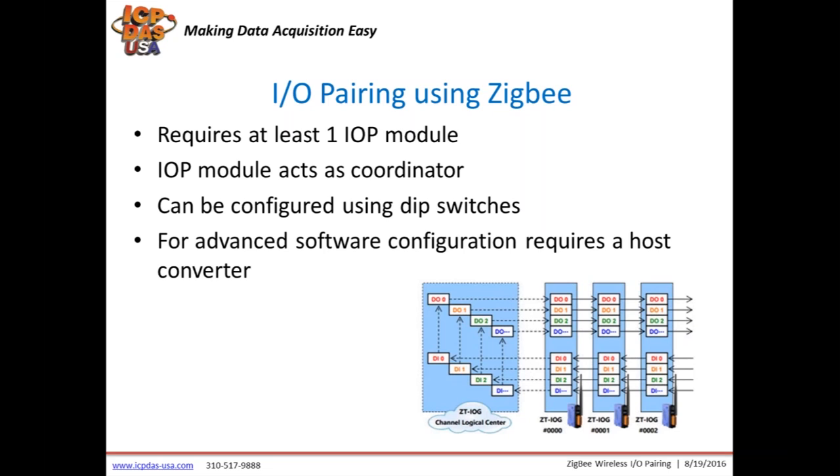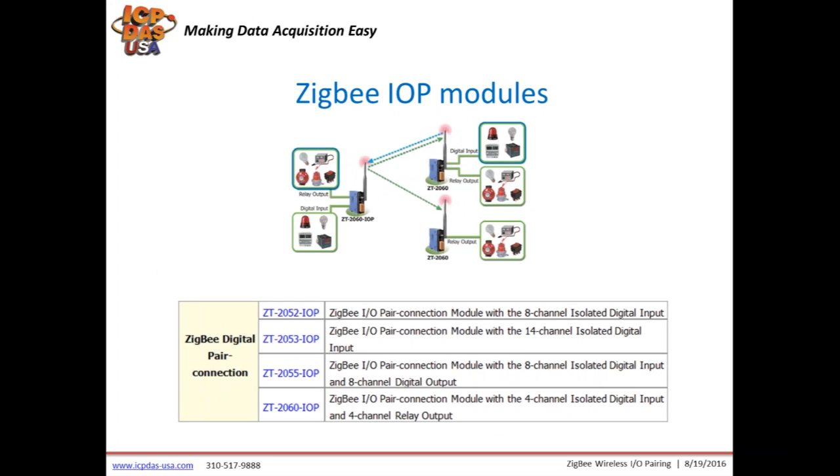This can be configured using dip switches, but more advanced communication or configuration requires a host converter. For pairing applications, you must have at least one of the following IOP modules. These modules act as coordinators and communicate to the Zigbee I/O modules as shown in the picture. Here's a list of the 4 currently available modules. We will be developing more shortly.